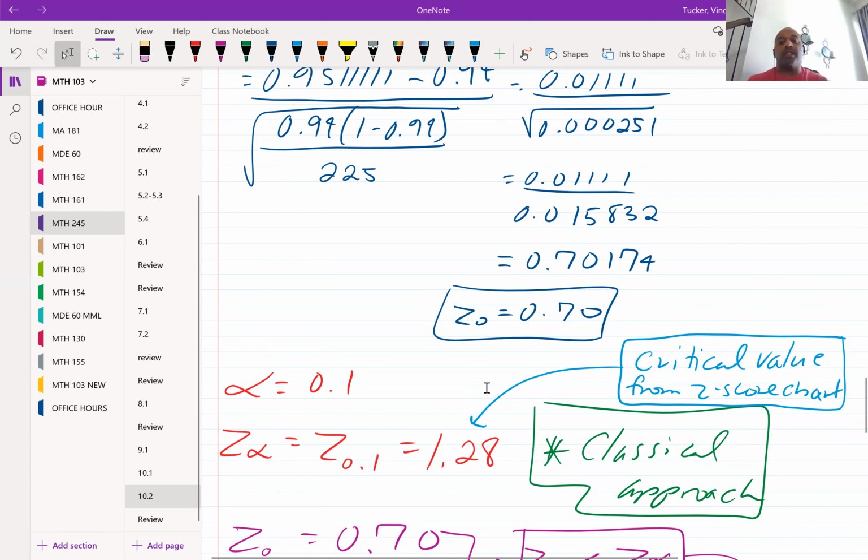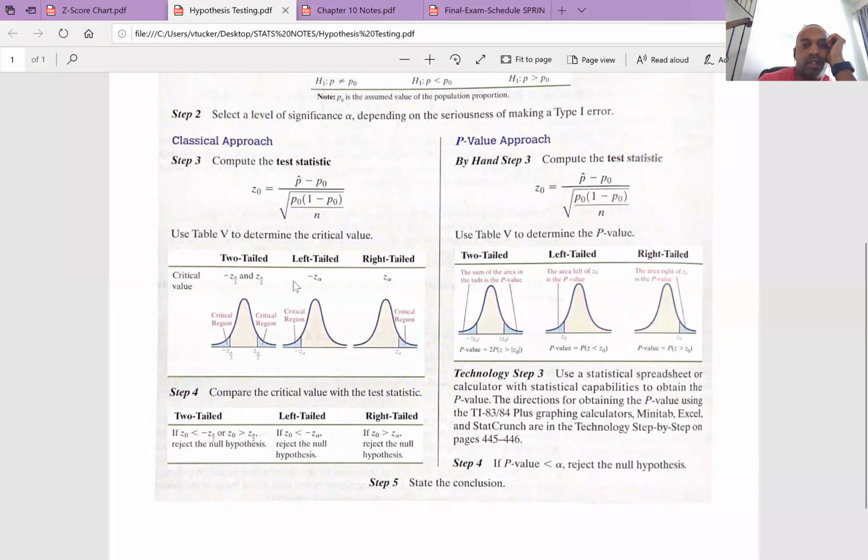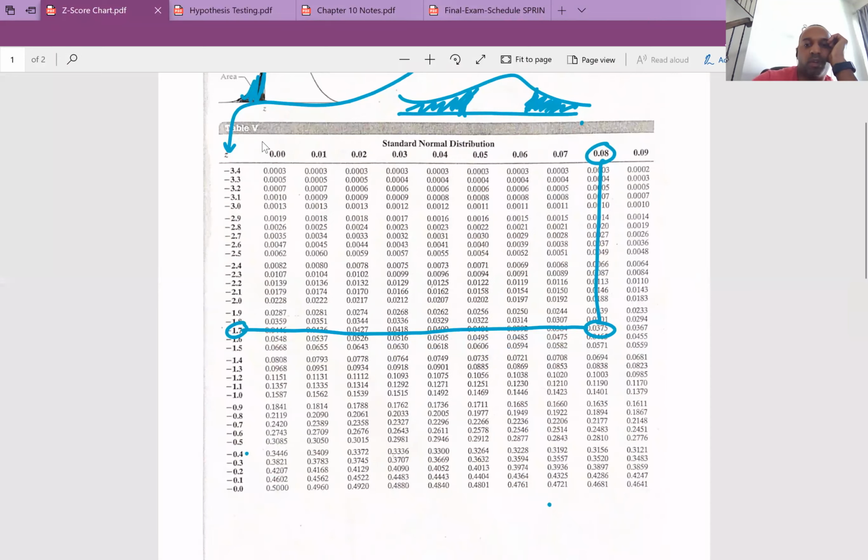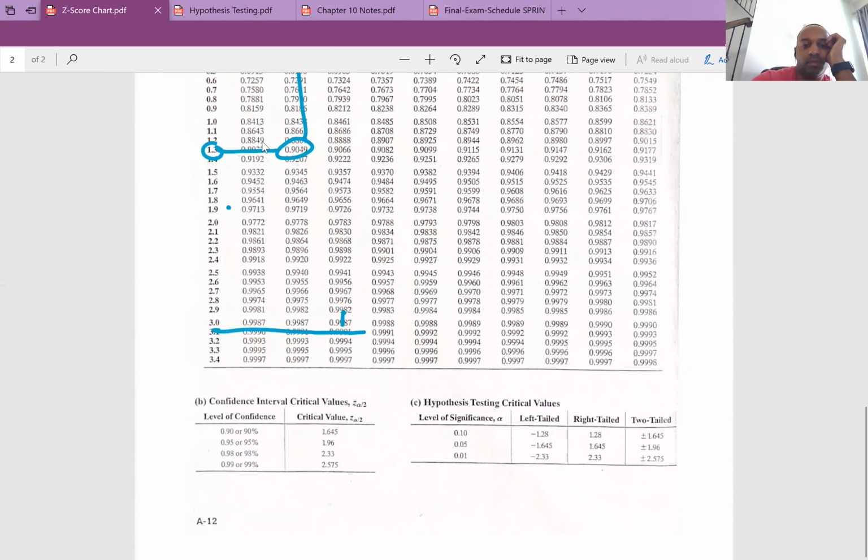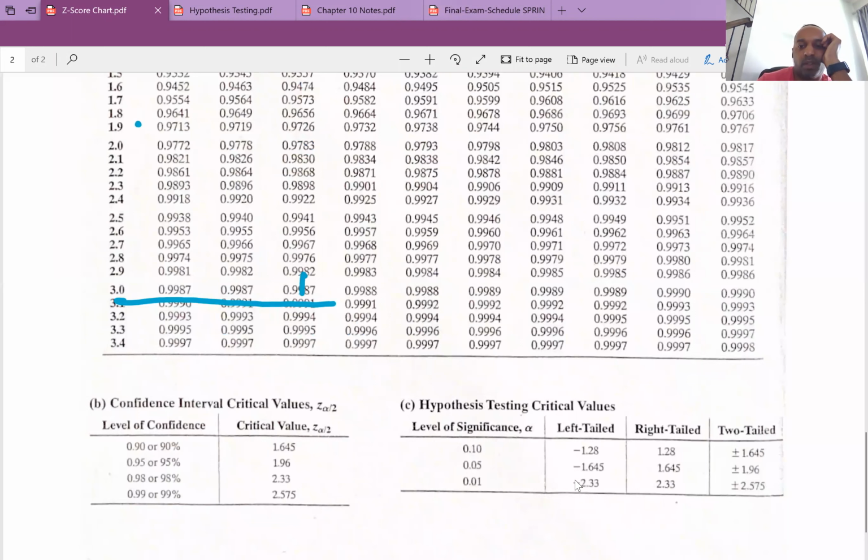Okay. So if we're going to use the classical approach, we need to get our critical value from the z-score chart. Notice that's what the classical approach is right here. P-value, which was the first two, is right here. So you go to your z-score chart, go all the way down to the bottom, and notice right here, C gives you hypothesis testing critical values.